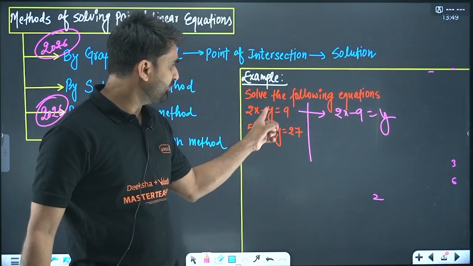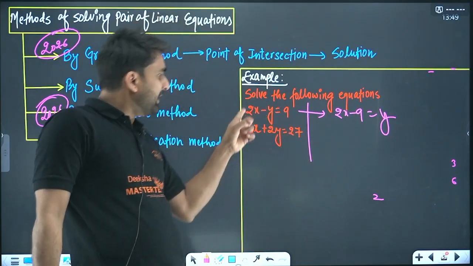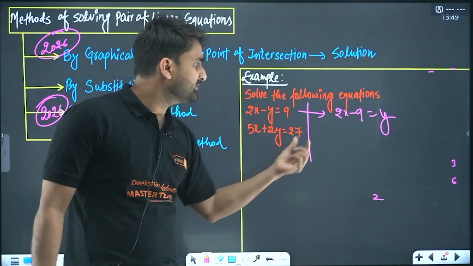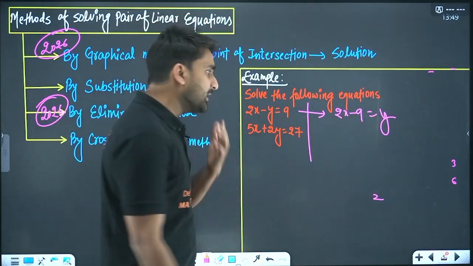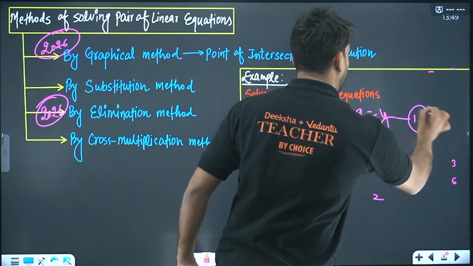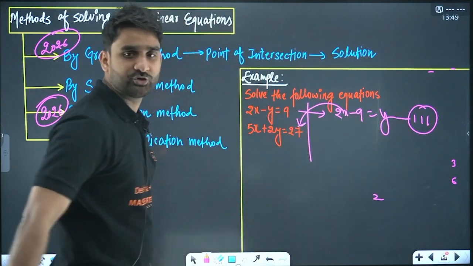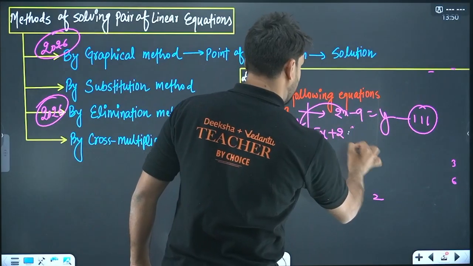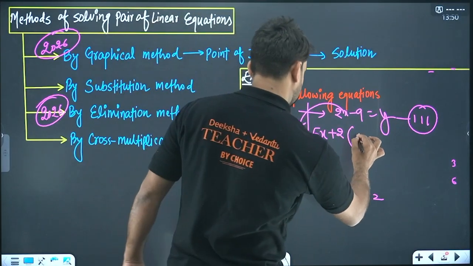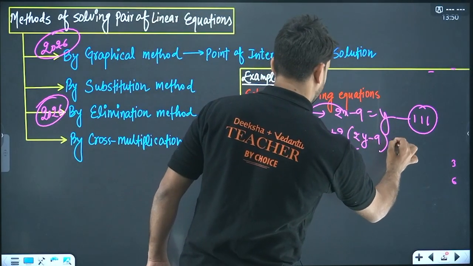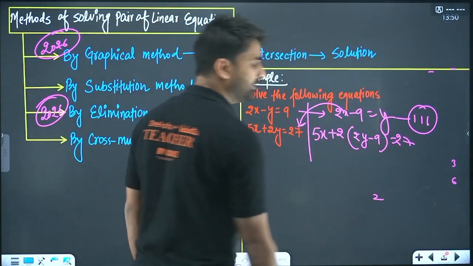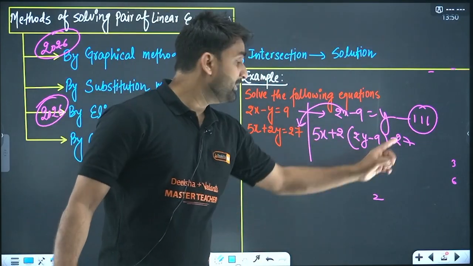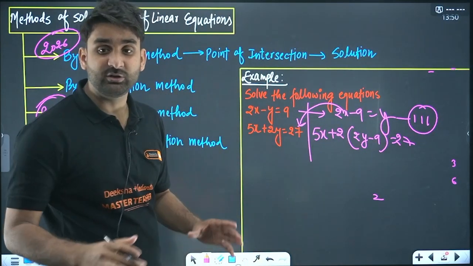If we shift this y to that side, and bring the 9 to this side, then 2x minus 9 can be written as y. Call this the third equation. Now we can put this third equation into the second equation. So what will be the format? 5x plus 2, and in place of y, 2y minus 9 would be 27, right? Why am I putting this? To make the variable the same, my dear.